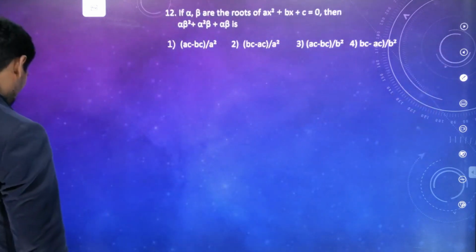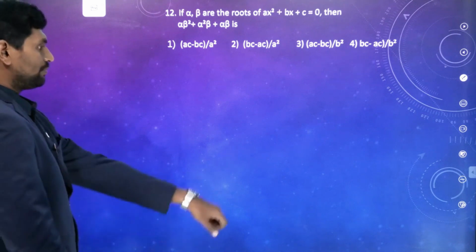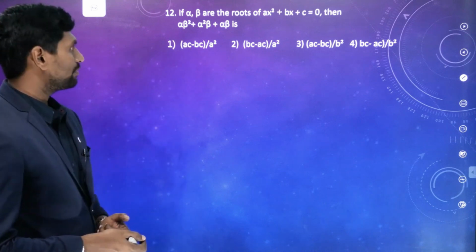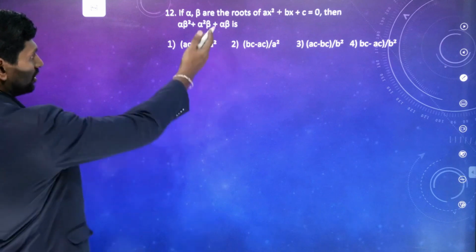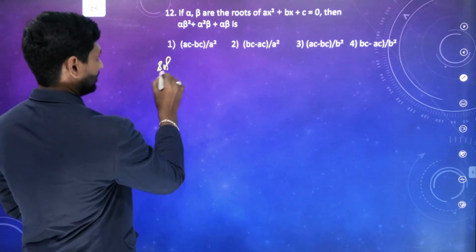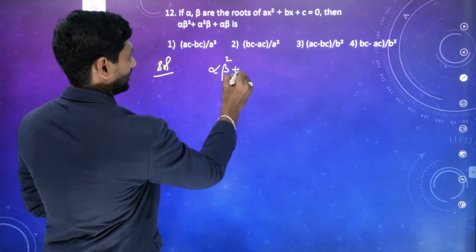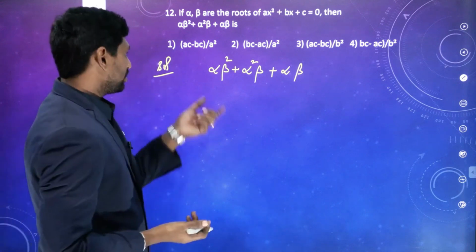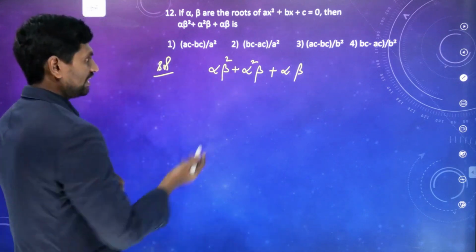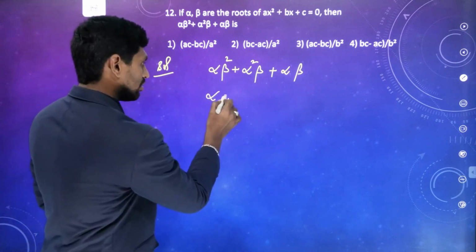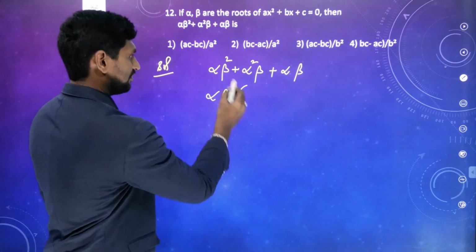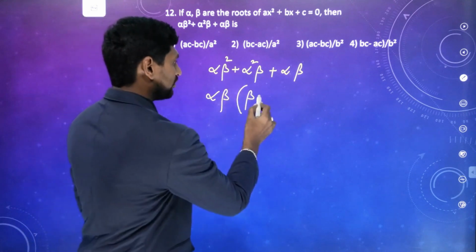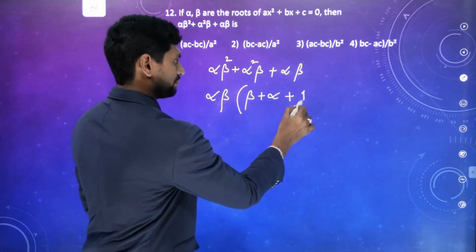Next: if alpha, beta are the roots of ax square plus bx plus c equals 0, then alpha beta square plus alpha square beta plus alpha beta is what? From this question, we have to find the value of alpha beta square plus alpha square beta plus alpha beta. Alpha beta is the common term; every time we can see alpha beta. Let us take the common term alpha beta. In the first term I have beta extra: alpha beta into beta. In the second term, alpha. And in the last term there is nothing extra, that means 1.